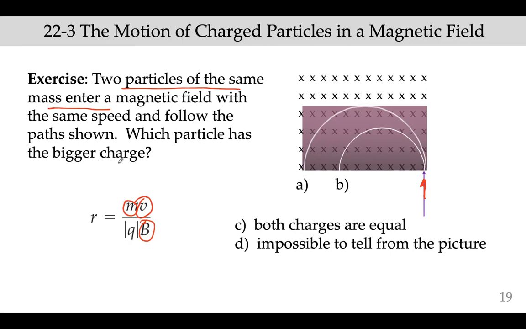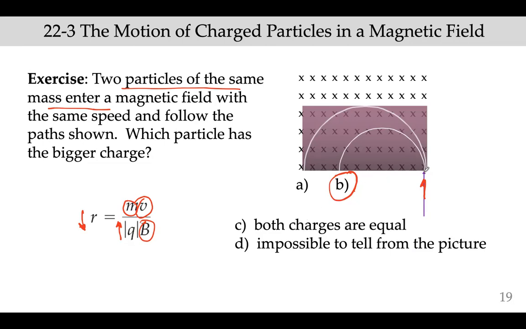Which particle has a bigger charge? So we are looking for the bigger charge. If Q is large, and because it's in the denominator, the R value for the bigger charge will be small. So we are looking for the path that has the smaller radius. And in this case, it's this one.